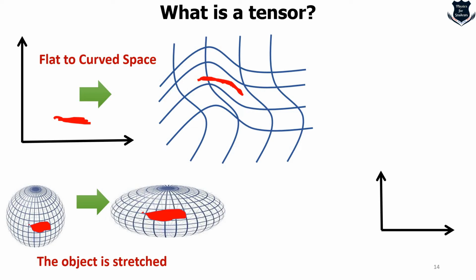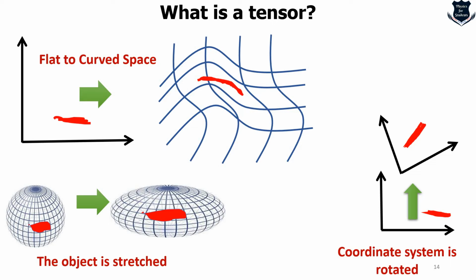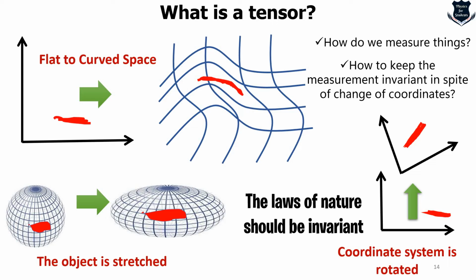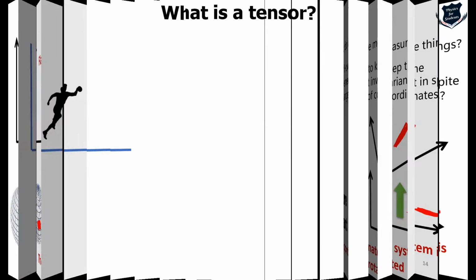In a flat space, again, we take an analogy that we have got an information, something around here, and if I rotate that, the information from here would become here, because we have rotated. So the coordinate system is rotated or stretched whatsoever. The question is how do we measure things and how to keep the measurement invariant in spite of coordinate changes. That means whether it is stretched, curvilinear, or rotated. How do we keep the measurement invariant? Because the measurement is the ultimate motto of our physics. So here comes the ultimate idea that the laws of nature should be invariant, and that is where the tensors come into play. Let us look into another analogy to make things clear.